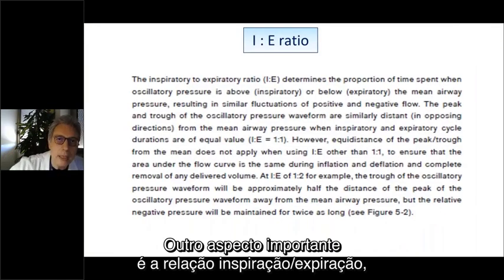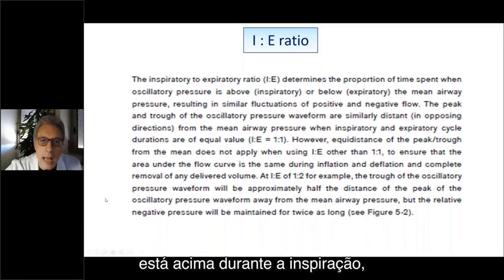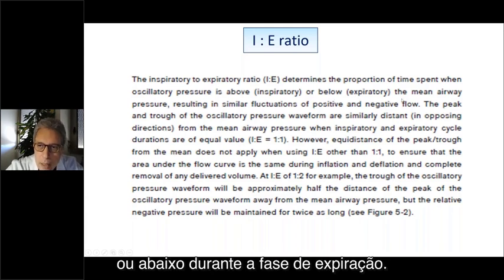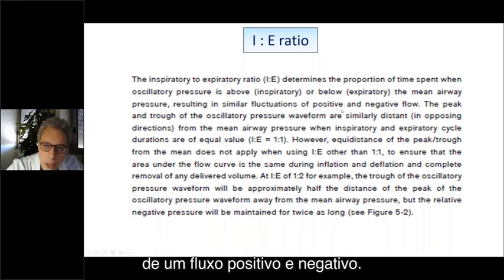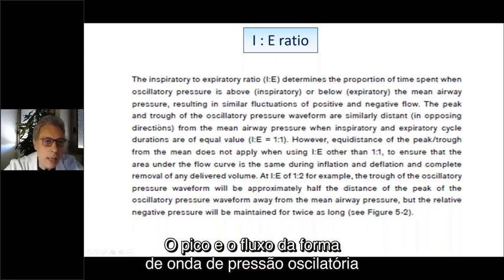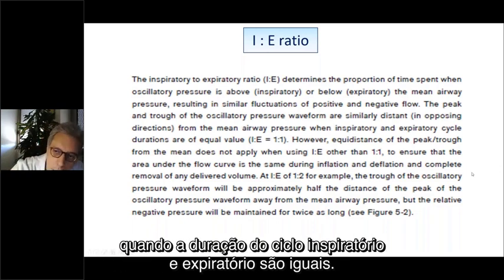Another important aspect is the inspiration to expiration ratio. And this determines the proportion of the time spent when the oscillatory pressure is above the mean airway pressure during inspiration or below during the expiration phase, resulting in similar fluctuation of positive and negative flow. The peak and trough of the oscillatory pressure waveform are similarly distant in opposite direction from the mean airway pressure when inspiratory and expiratory cycle duration are of equal value.